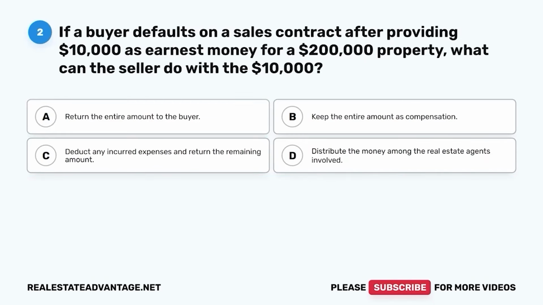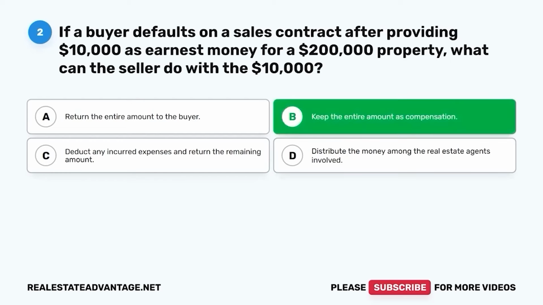Question 2. If a buyer defaults on a sales contract after providing $10,000 as earnest money for a $200,000 property, what can the seller do with the $10,000? A. Return the entire amount to the buyer. B. Keep the entire amount as compensation. C. Deduct any incurred expenses and return the remaining amount. D. Distribute the money among the real estate agents involved.